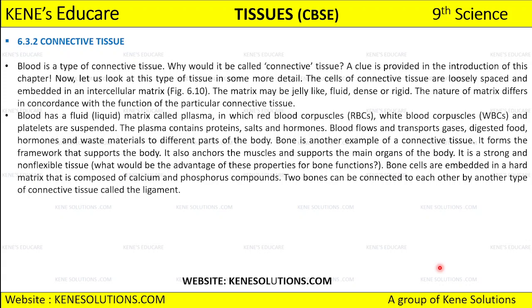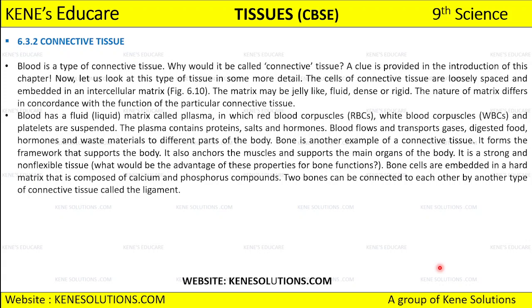Okay, so the plasma here contains proteins, salts and hormones. Plasma के पास क्या होता है? Proteins, salts and hormones. Okay, so blood flows and transports gases as well as digested food, hormones, waste material to different parts of the body. Okay, blood के पास क्या है? It is having the plasma, not blood. Plasma has protein, salt and hormones, and the blood flows and transports gases, digested food, hormones and waste material to different parts of the body.